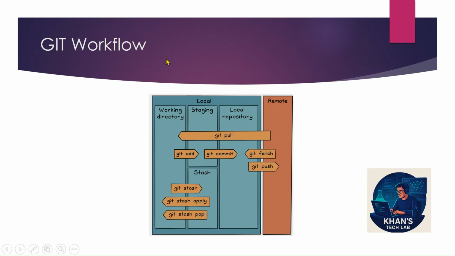If you can see here, this is my working directory. I have made a few changes, which is nothing but I have just changed the version of Java in pom.xml. Then I have added it to the staging layer. Now it is here. The next step I have to do is git commit, with which my code changes will go to the local repository. Let's do that.